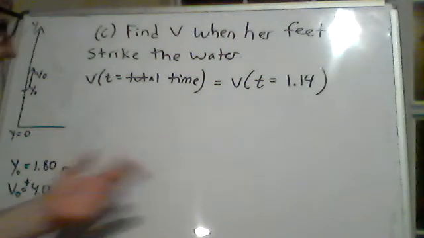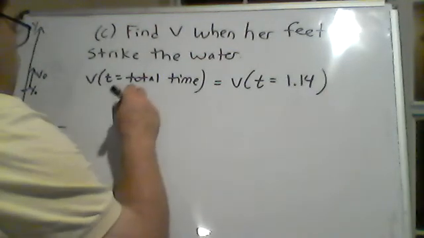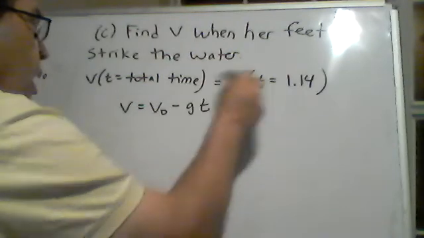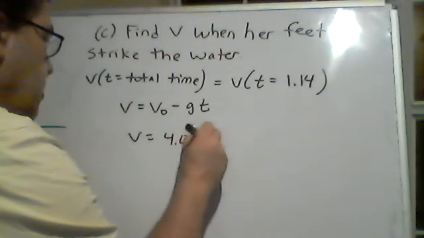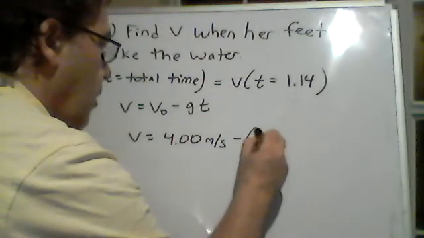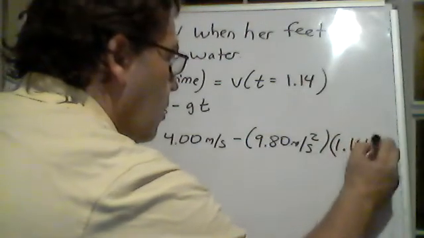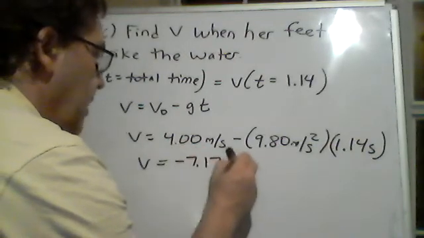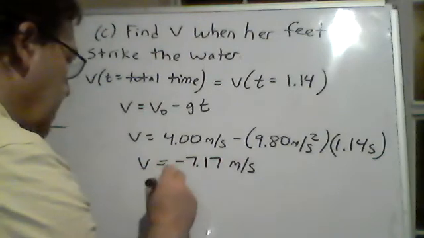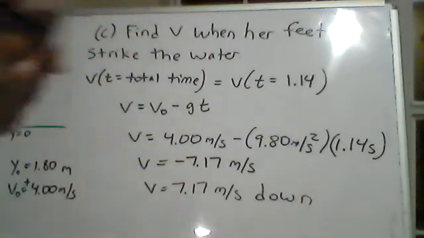And I'm basically nicely using a previous result. I did all the work, so why not reuse it? That's fine. And so what I can do is use a nice easy equation. v is v naught minus g t, where I want to use this t. So v is, her initial velocity is 4.00 meters per second up, minus 9.80 meters per second squared, times this 1.14 seconds. Finally, I will get that she will have a final velocity of negative 7.17 meters per second. Or we can think of this as 7.17 meters per second down. The negative means she's falling.